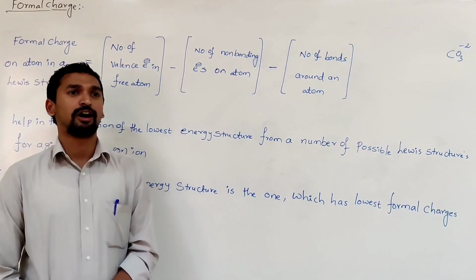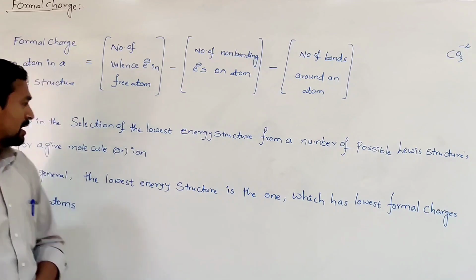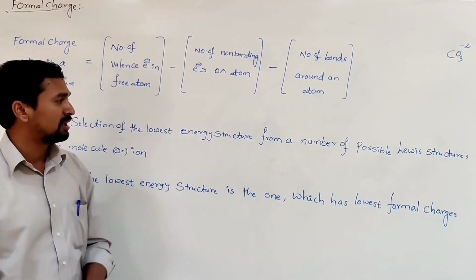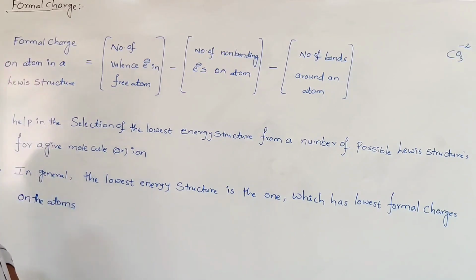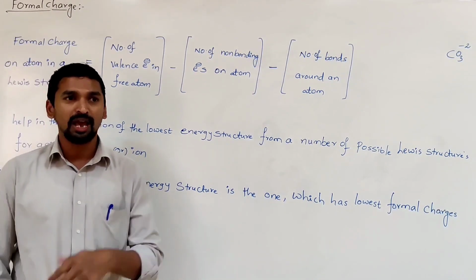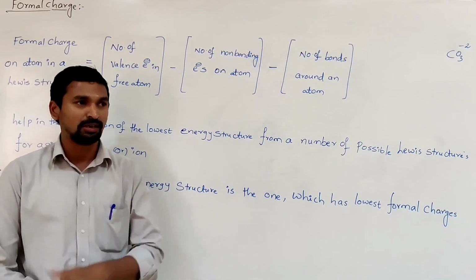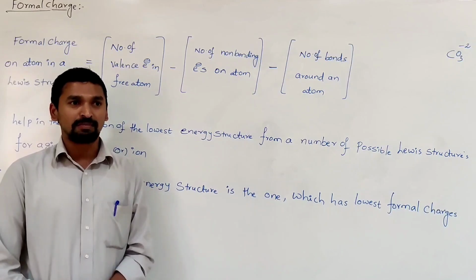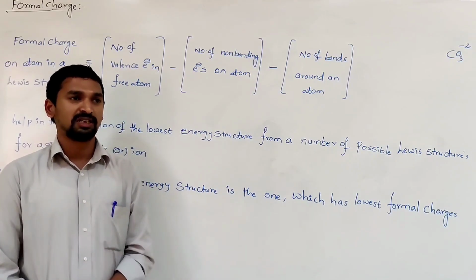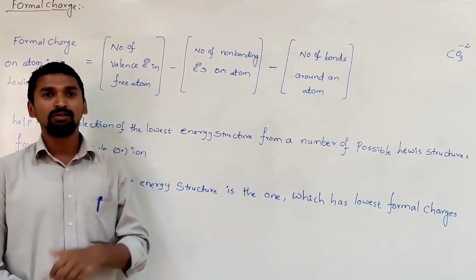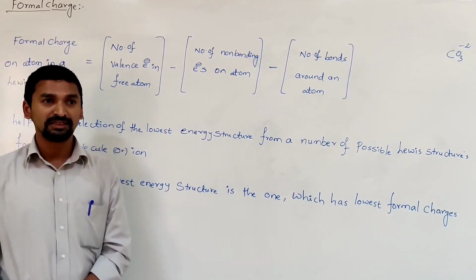And what is the use of this formal charge calculation? The formal charge helps in the selection of the lowest energy structure from a number of possible Lewis structures for a given molecule or ion. Suppose a molecule or an ion is given to you and you first write the Lewis structure. There may be more than one Lewis structure possible. If more than one Lewis structure is possible for a given molecule or ion, which is the correct Lewis structure, which one will be taken into consideration?